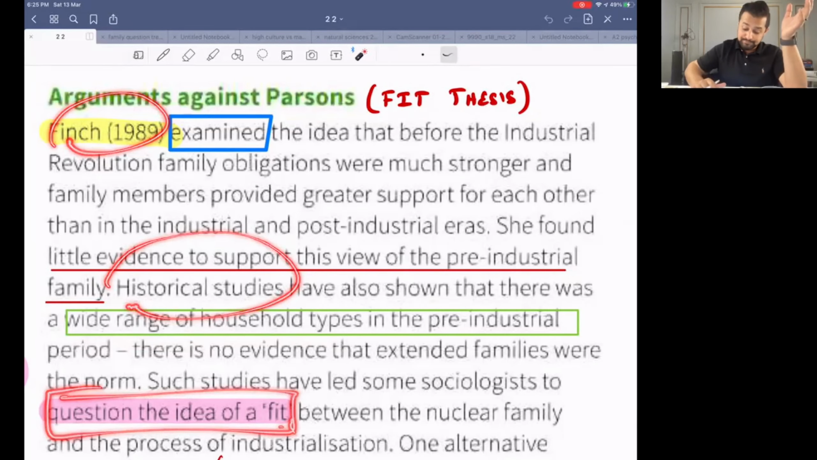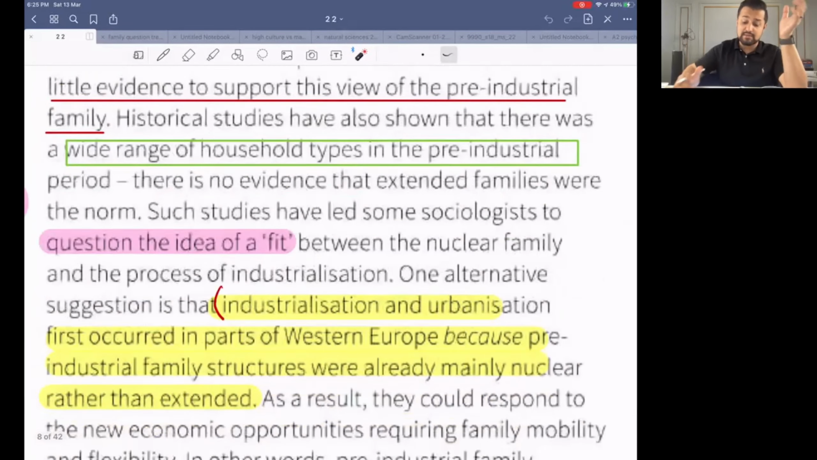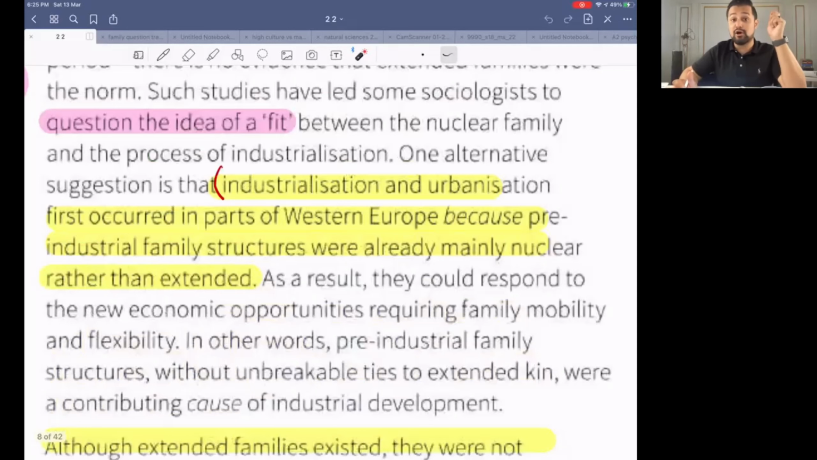Now, such studies have led some sociologists to question the idea of a fit between the nuclear family and the process of industrialization, right? One alternative suggestion, rather, is that industrialization and urbanization first occurred in parts of Western Europe because pre-industrial family structures were already mainly nuclear rather than extended. Now, that's a good one there as well.